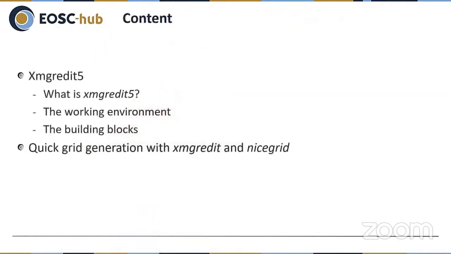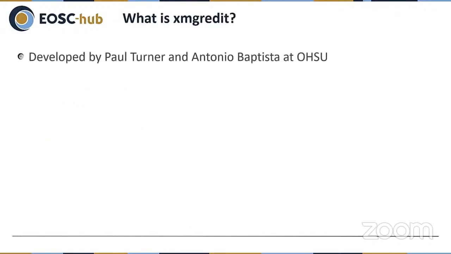To generate this grid, I'll be mostly using a code, XMGR-edit. So I'll start by introducing you to this code. Then I'll show you how you can use XMGR-edit together with another code called NiceGrid to quickly generate an acceptable grid. So what is XMGR-edit?